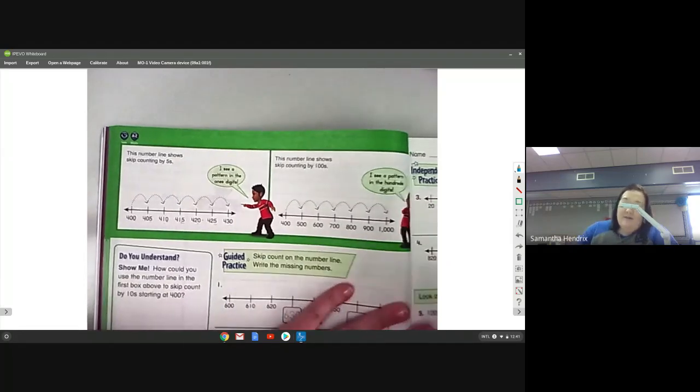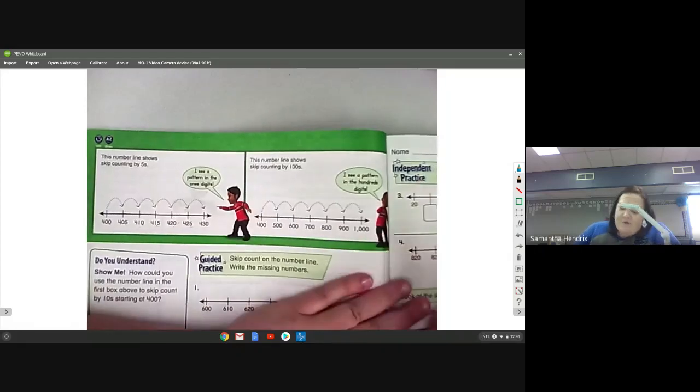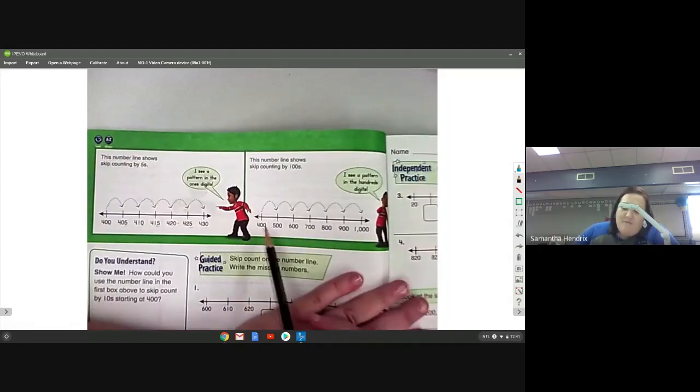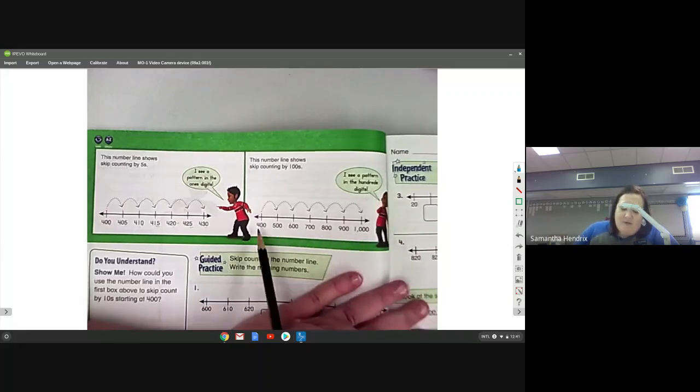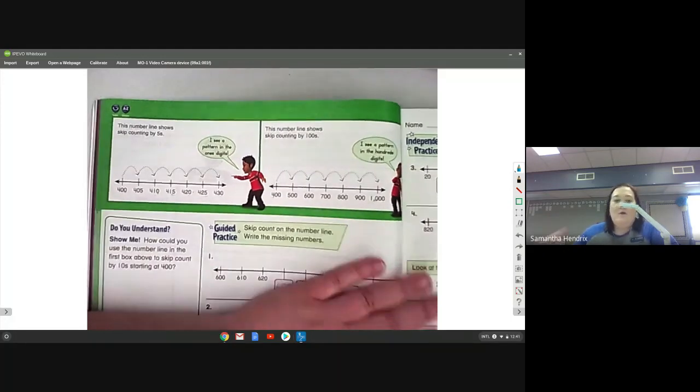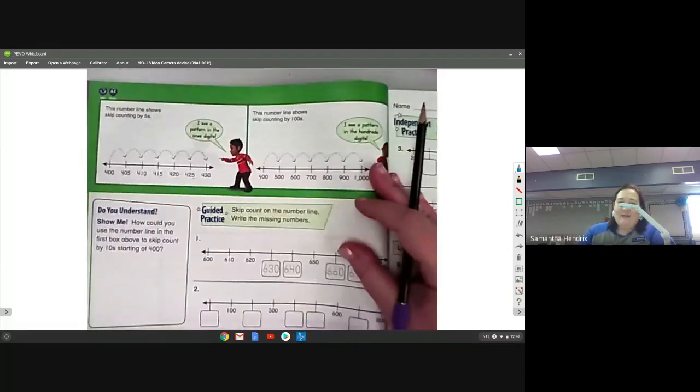Okay? This number line shows skip counting by 100s. So we have 400, 500, 600, 700, 800, 900, 1,000. And he says he sees a pattern in the hundreds digit. Look at the hundreds digit. 4, 5, 6, 7, 8, 9, 10. Okay? So we're going to work with skip counting. Let's look at our guided practice.